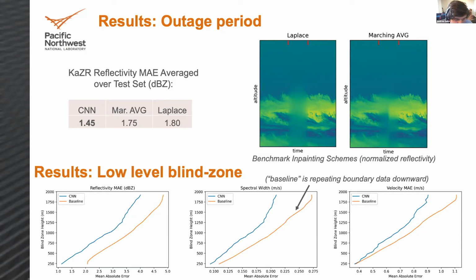On the bottom, I'm showing results for this low-level blind zone in-painting. And the idea here is I'm actually showing errors where I've used blind zones of different sizes. So the vertical axis is the vertical extent of the blind zone. The horizontal axis is the error. Lower errors are better. So the curve being farther to the left is better. And the convolutional neural network, the blue line, tends to outperform our baseline, which in this case is just repeating data at that lowest level down to the ground. And interestingly, the CNN does even better as the blind zone gets bigger and bigger.